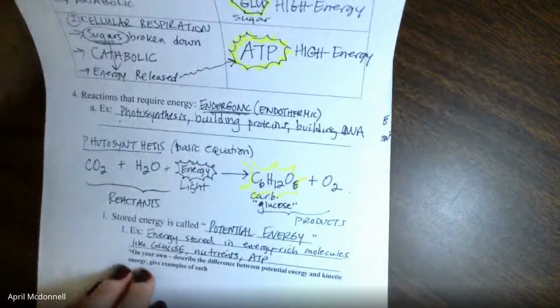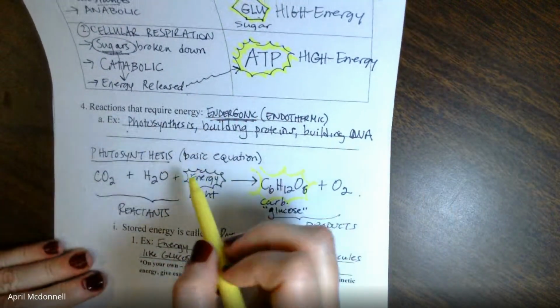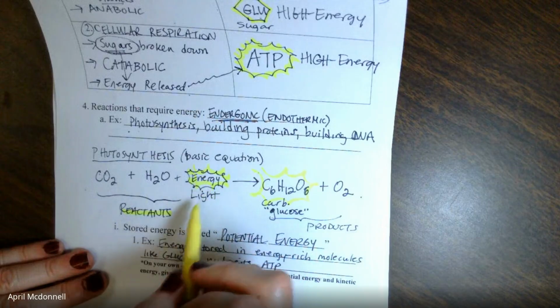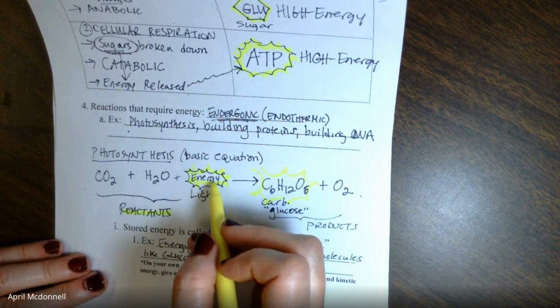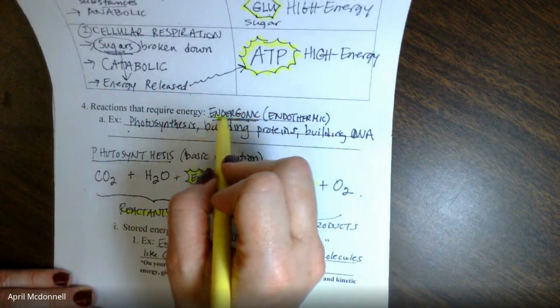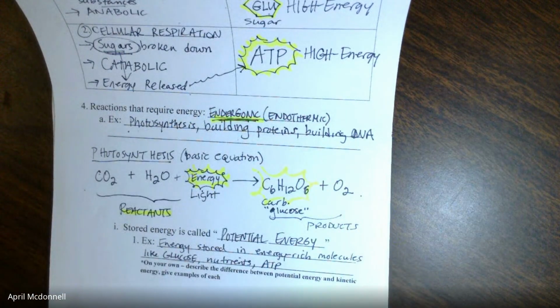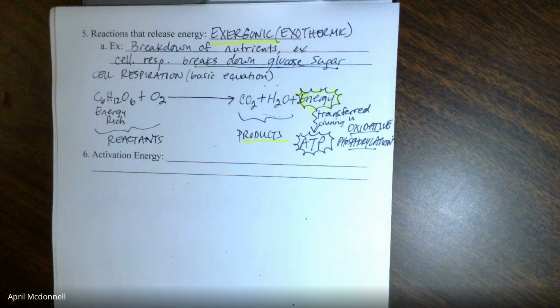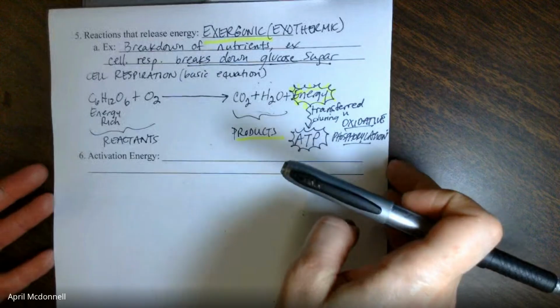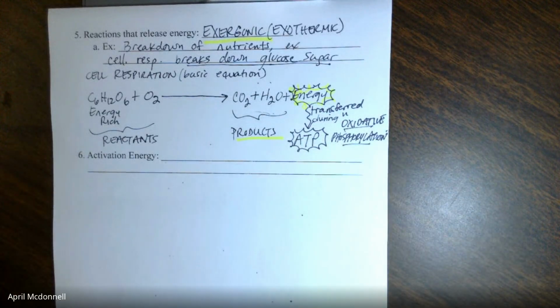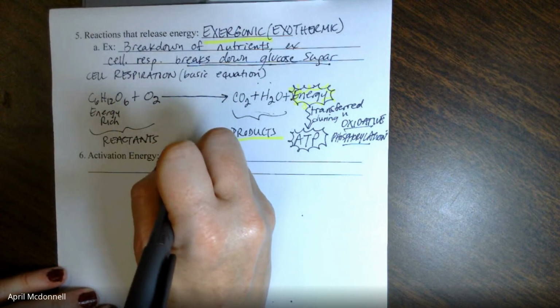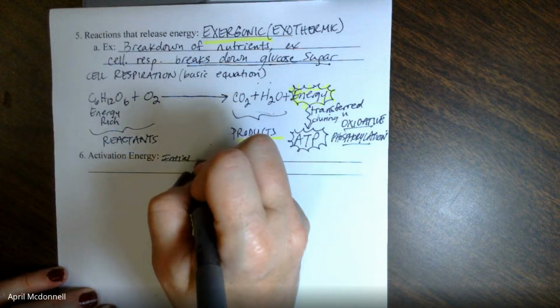For our last example, that big burst of energy is on our reactant side. And anytime the big burst of energy is on the reactant side, it's basically going to be a net input of energy. We're going to call that type of reaction endergonic. It turns out that all reactions require some initial energy. And we're going to call that type of energy activation energy.